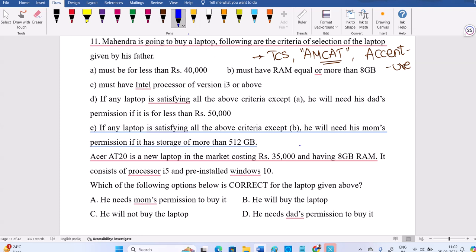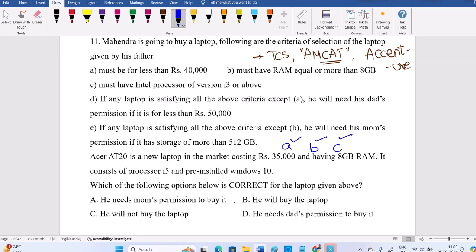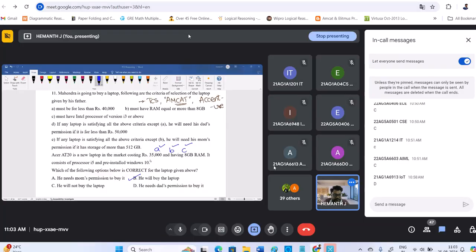Now first one, market cost is 35,000. A is okay. Having greater than or equal to 8 GB RAM, B also okay. Now C, must have Intel version of i3 or above, i5. So C also okay, all satisfied. He'll buy the laptop, there are no issues. He can buy the laptop, right? So option B here, because everything is satisfied.